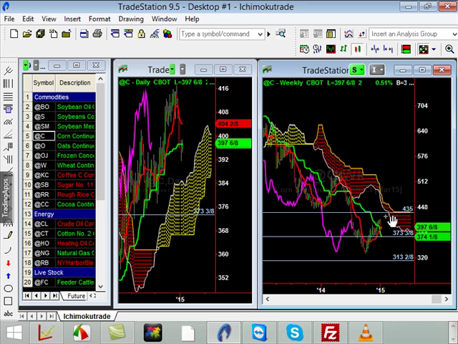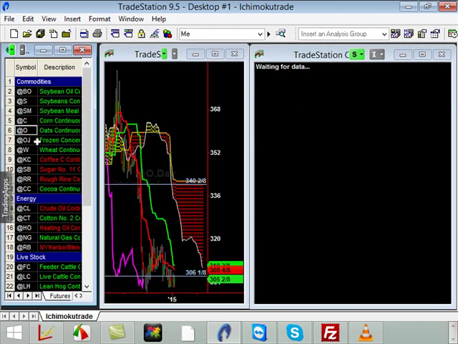Right now, the probabilities are high that it holds the support here this week, and if it holds the support exactly where it's at right now, then it has a high probability of getting to 435. If it pulls back to 373, then it could probably consolidate a little before it gets to 435. So it's going to be interesting to see what happens in that one.